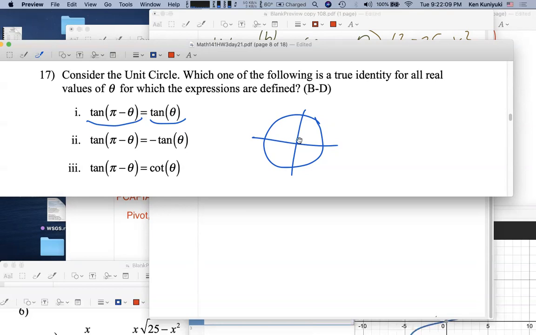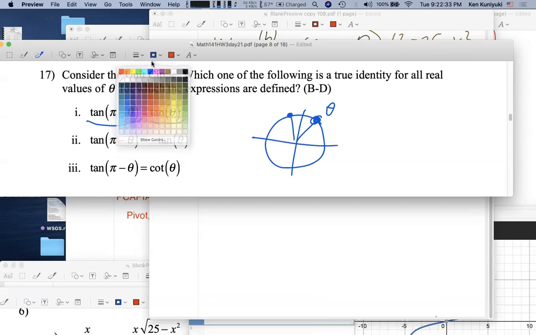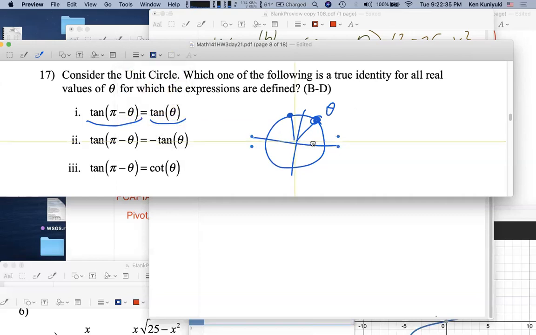Now, let's assume for now that theta is acute. So let's say that this point corresponds to the angle theta. Now, if that's the case, where would pi minus theta be? What quadrant would pi minus theta be? It would be in quadrant 2. Again, let's assume for now theta is acute. Quadrant 1, all right. Pi minus theta is that backtrack. It's like you're going pi radians minus that acute angle, that reference angle. You're over here.